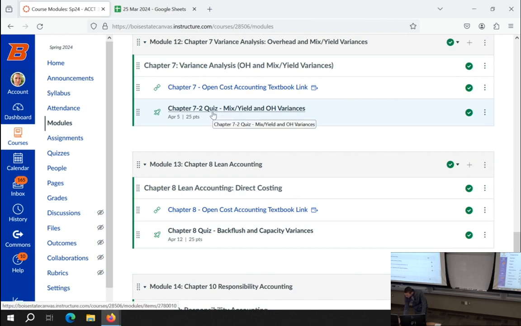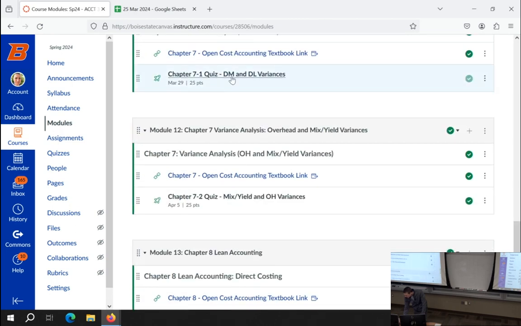Okay, we have our next week. We're going to continue with variance analysis with a slightly different set of them: mix and yield variances and overhead variances. So between this week, DM and DL, and next week, overhead, we have our three typical product cost types of variances. And then here we have mix and yield, which is a slightly different way of specifically looking at quantity variances.